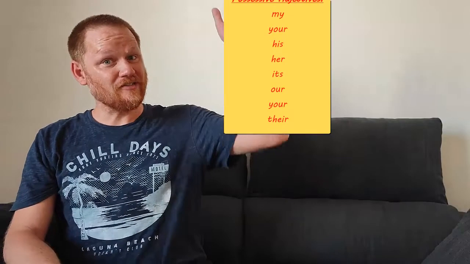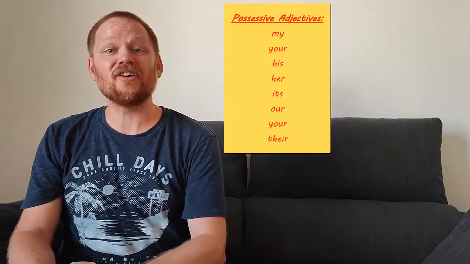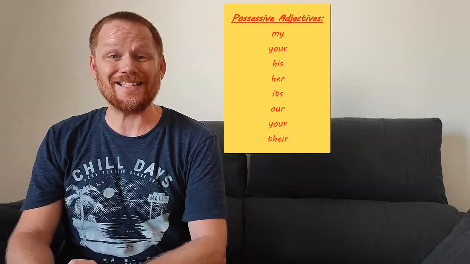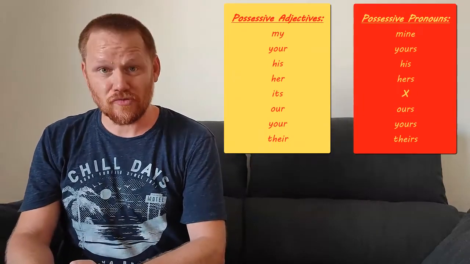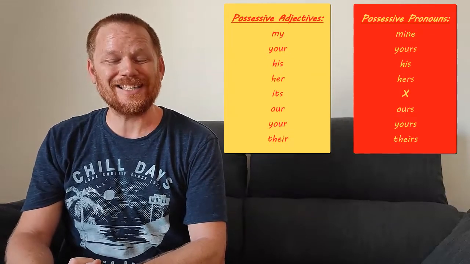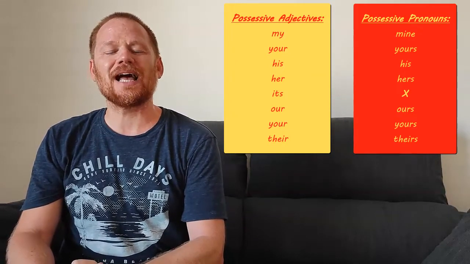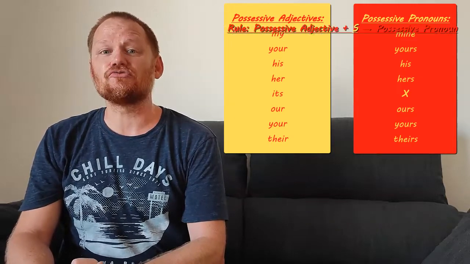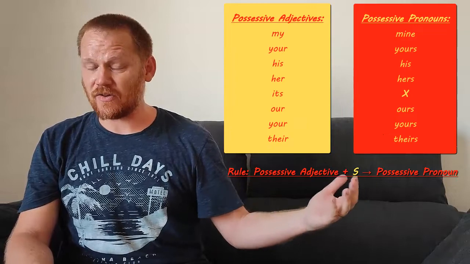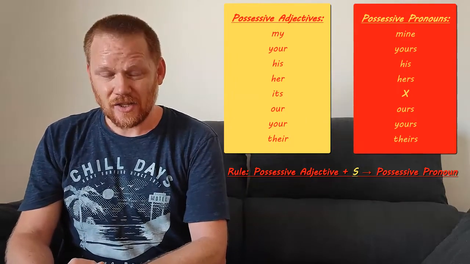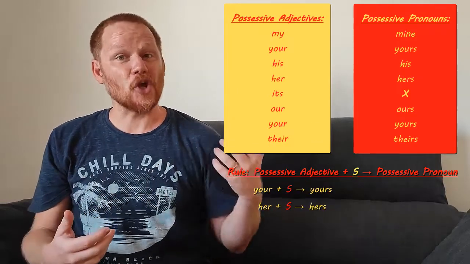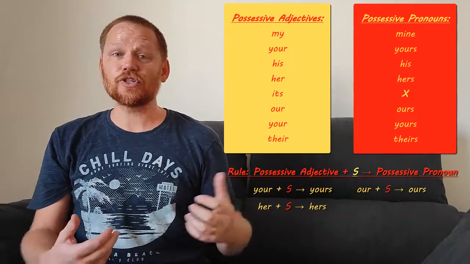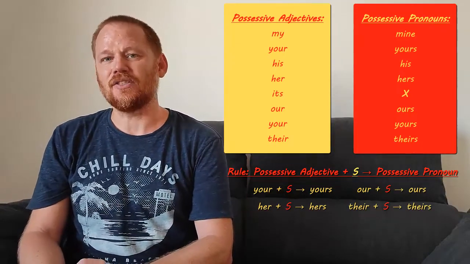So, first off, you can find the list here of the possessive adjectives: my, your, his, her, its, our, your, and their. Okay, on the other hand, you can find the list of the possessive pronouns: mine, yours, his, hers, ours, yours, and theirs. So you can see, as a rule, to create this possessive pronoun, we have to add the letter S to the possessive adjective. So your becomes yours, her becomes hers, our becomes ours, and finally their becomes theirs.